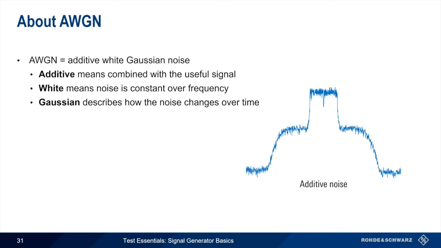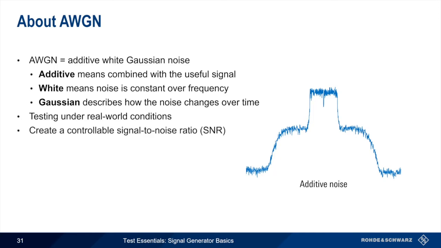Being able to add AWGN to our signal is extremely useful because this allows testing under real-world conditions where noise is an unavoidable fact of life, so to speak. By using a vector signal generator to generate this noise, we can create a signal with a definable, controllable signal-to-noise ratio, or SNR. As mentioned a moment ago, this is advantageous when testing things like receiver sensitivity, or when performing bit or block error rate testing.